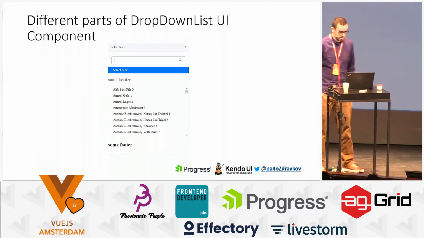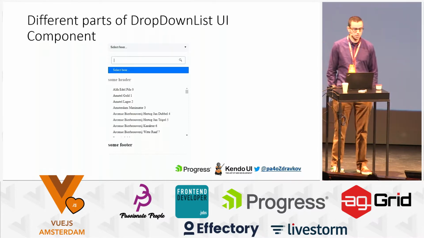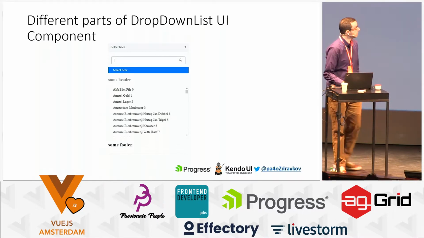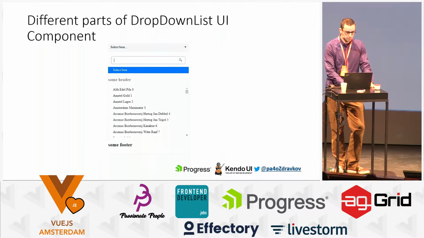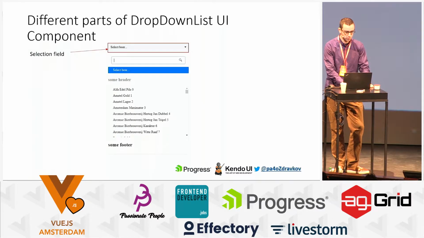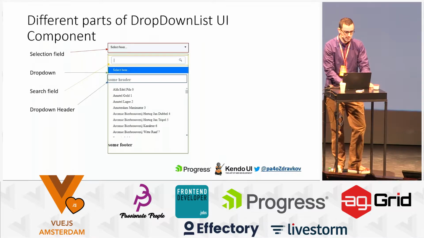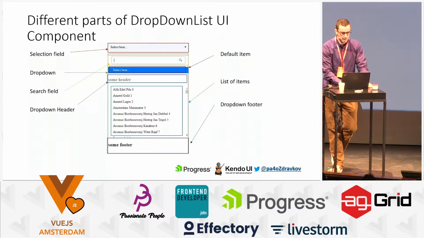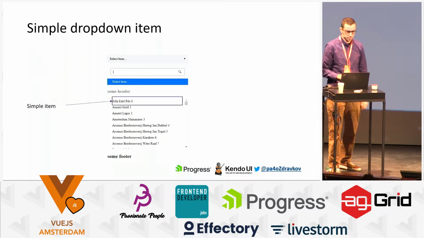Well, this is the design that we want to build in Vue.js. And we have it ready. So here is a moment where we can change it and separate some components in it. We have a selection field component and a dropdown. And in this dropdown, we have a search field, dropdown header, default item that will be selected if there are no selected items, list of items, and some footer. I will start with a very simple drop-down item.